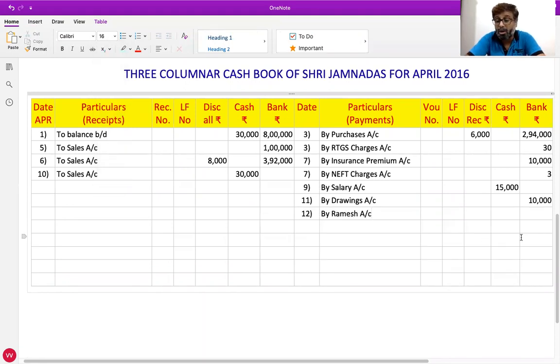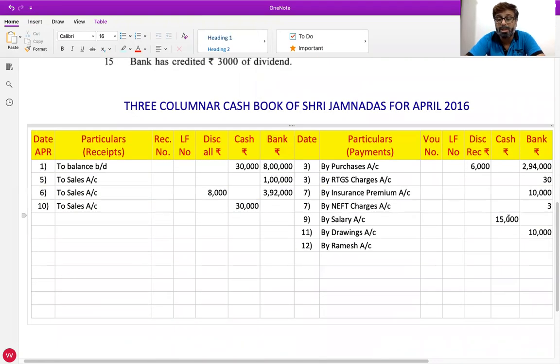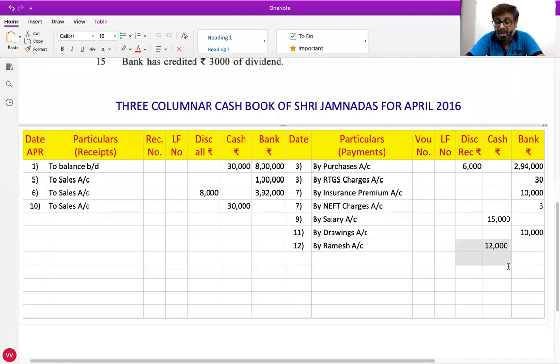And what is the amount that will come in cash column? 12,000. Is this clear, everyone? Yes. Okay. Next.